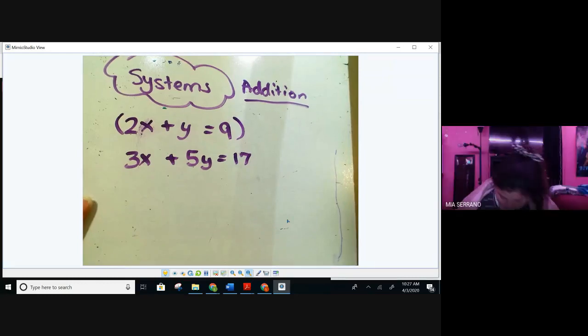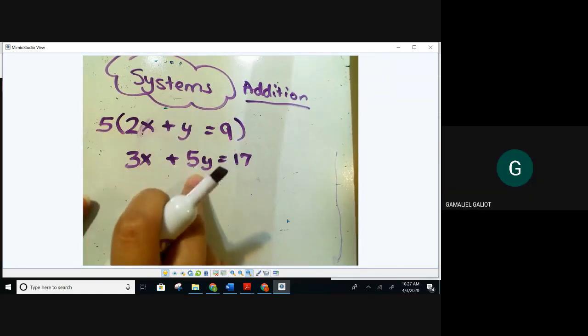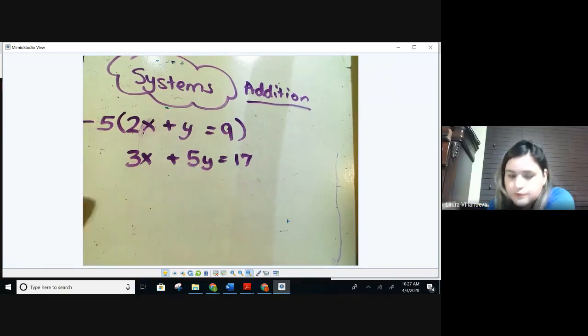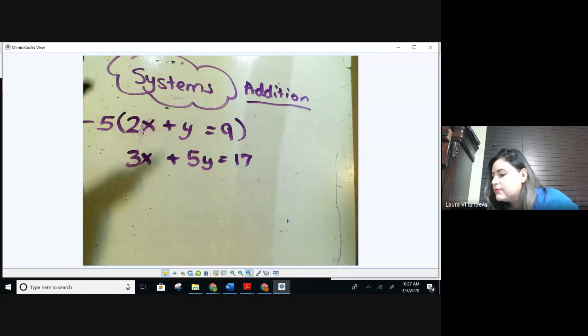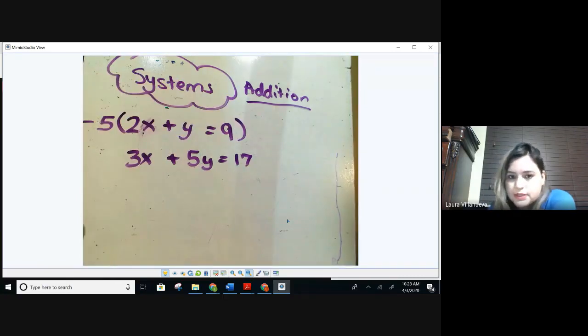5. That would be 5Y, but I want it to be opposite. So then I'm going to put a negative 5. Because you want to cancel one of the letters. That's the whole point of the systems. You have to cancel one of the letters. In order to cancel, one of them has to be positive, the other one has to be negative. Another thing is you could have also used substitution by moving this over. But I think addition method is easier here.